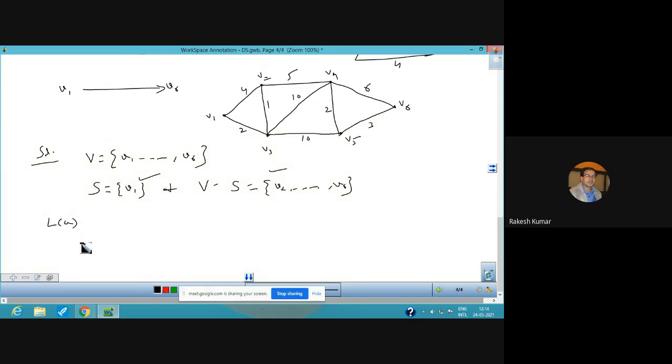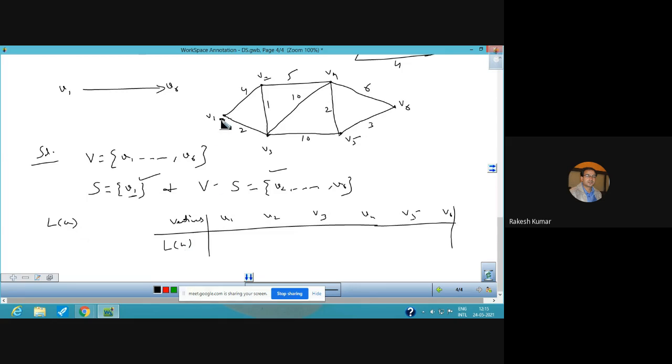L of U is actually the length of a vertex U, and we will use this table with vertices and L of U. The vertices are V1, V2, V3, V4, V5, and V6. Now L of U means, in place of U is our starting vertex. This is U actually. U is a name given to the starting vertex.